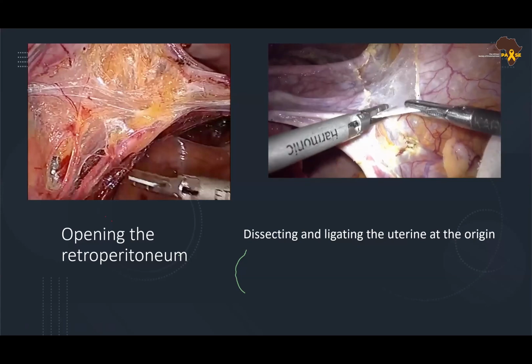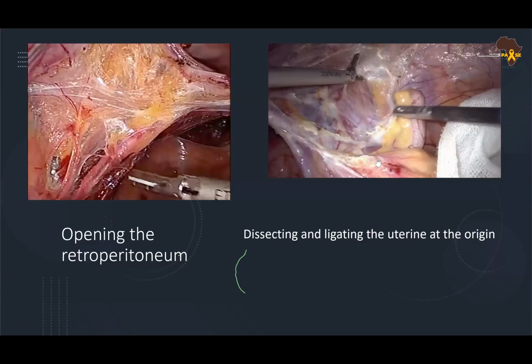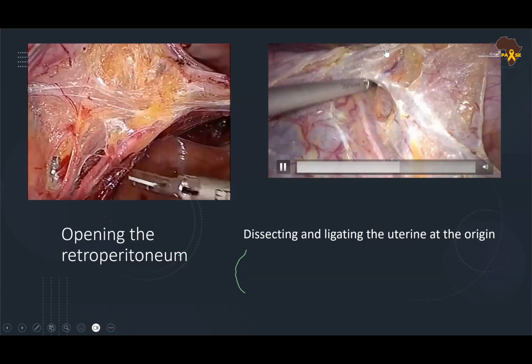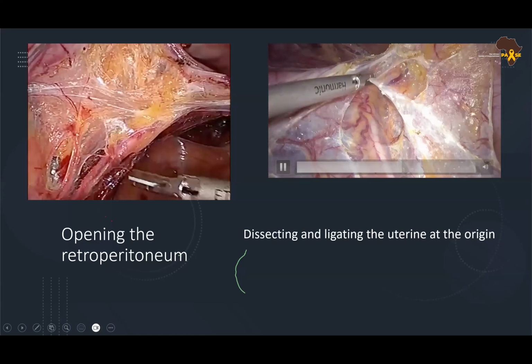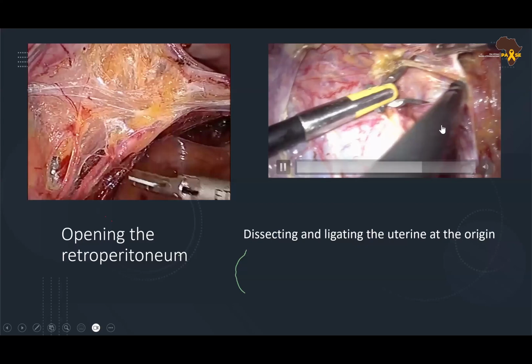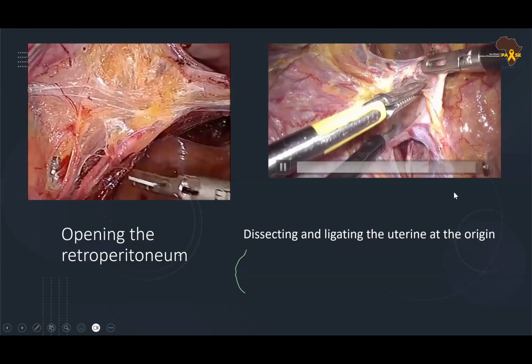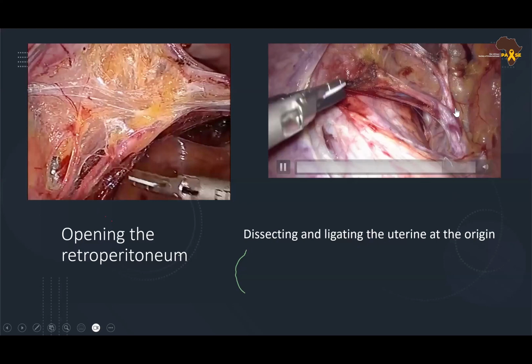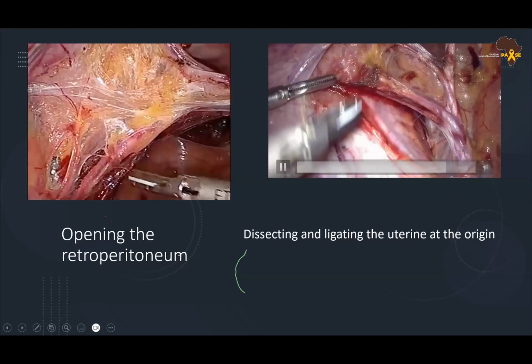The moment you open it up, you will see your friend, the ureter, there already, and use that space now to further dissect and secure the ureter. You can see the origin of the uterine artery here, that is obviously coming off the branch of this anterior trunk of the internal iliac artery.